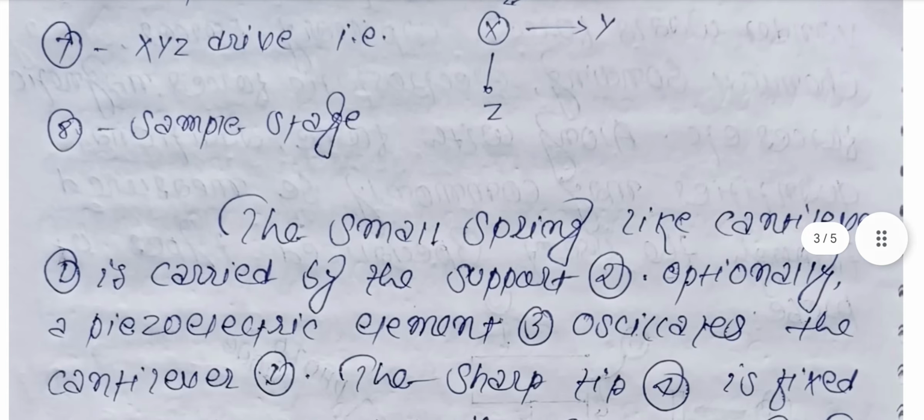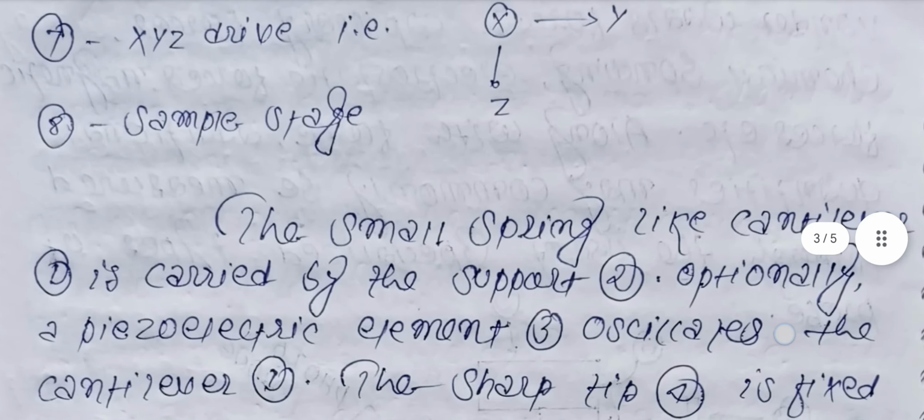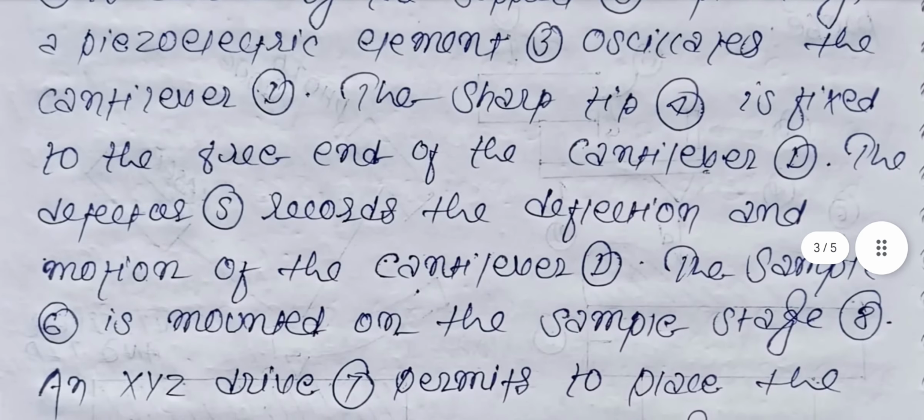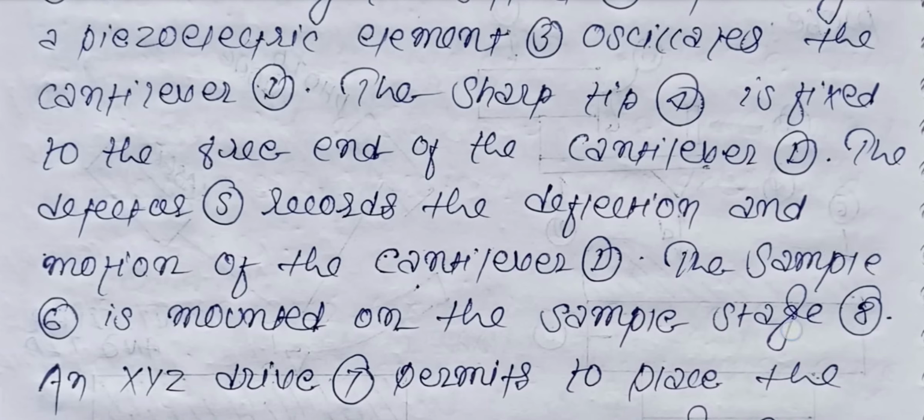The small spring-like cantilever one is carried by the support two. Optionally, a piezoelectric element three oscillates the cantilever one. The sharp tip four is fixed to the free end of the cantilever one. The detector five records the deflection and motion of the cantilever one. The sample six is mounted on the sample stage eight.